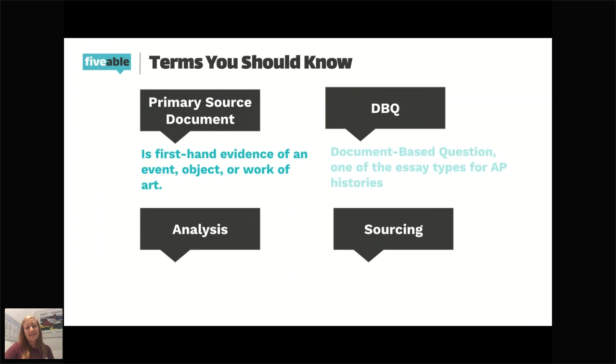A DBQ is a document-based question. A document-based question is one of the types of essays that you're going to see on the AP history exams. With a document-based question, you're going to get a series of documents that you're going to have to analyze and interpret in multiple ways. And so this is where our lesson is going to mostly focus. But you can also look at sourcing for multiple choice questions and for short answer questions as well.